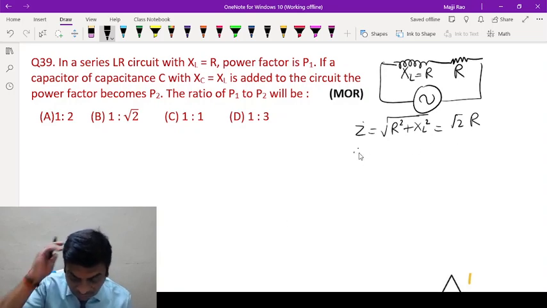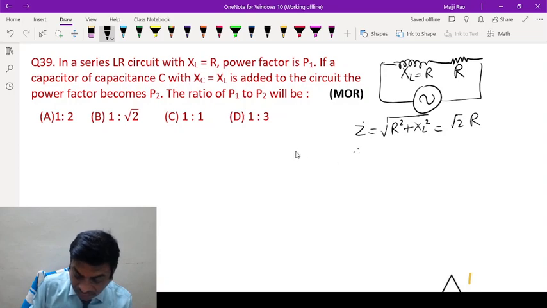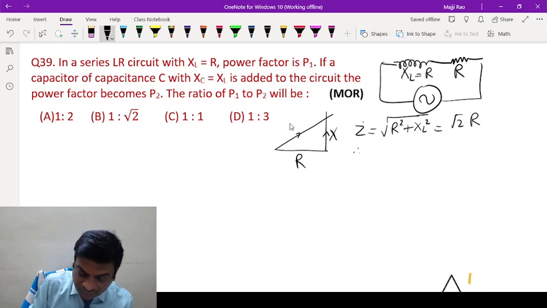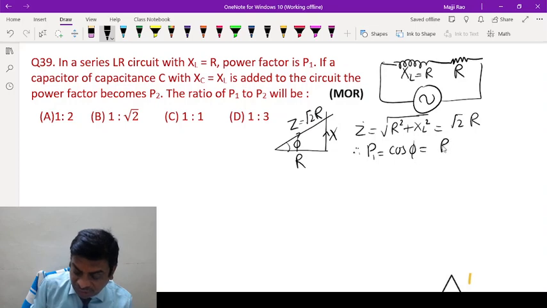So the power factor, you can see, is R, this is X, and this is Z. This cos of phi is the power factor. So power factor is how much? Cos of phi, which is R by root 2R, that is 1 by root 2.